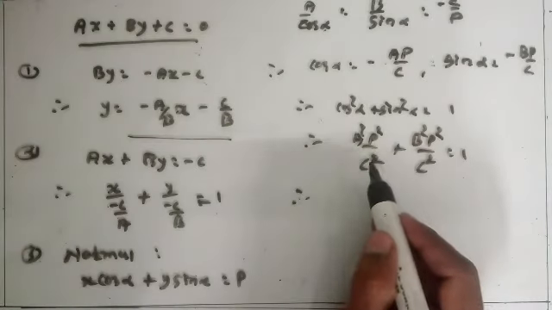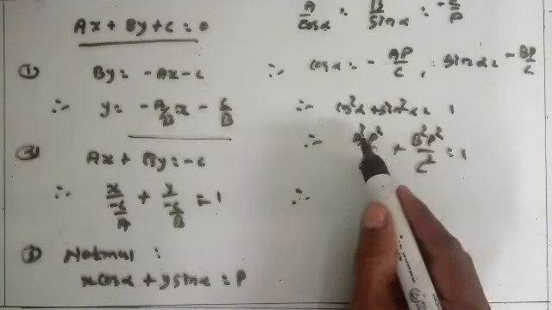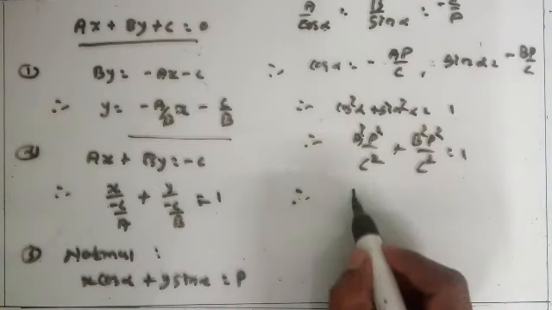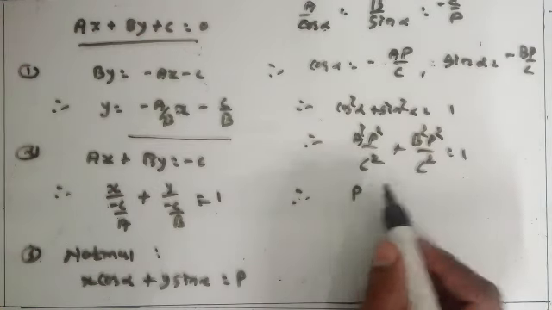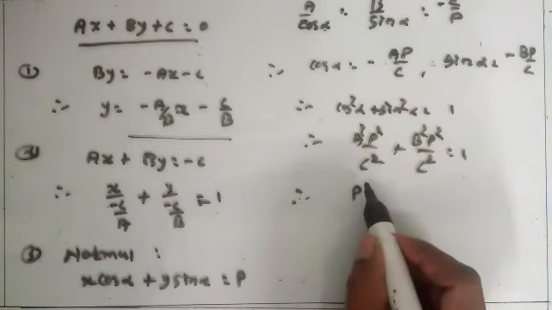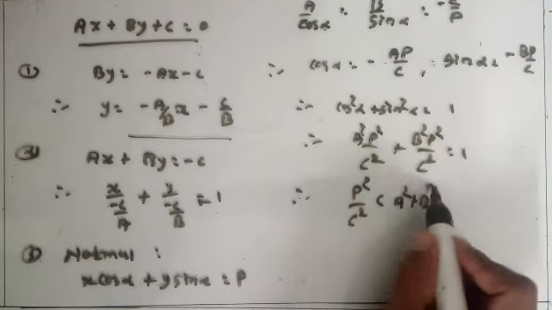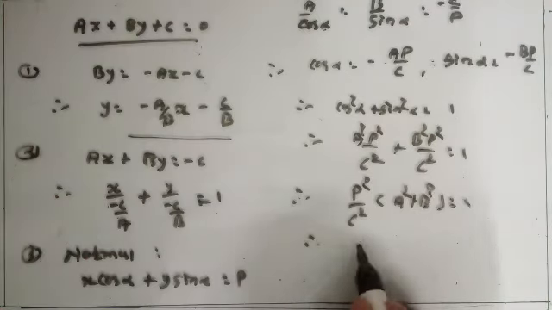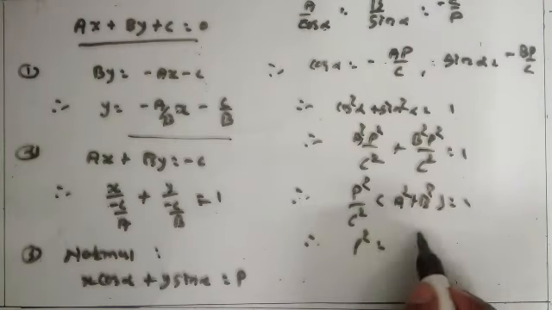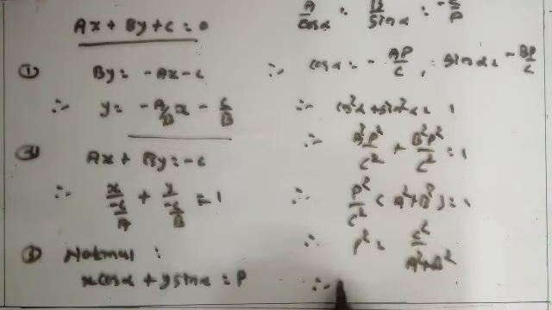Therefore, taking c square to this side and p square common, we get p square upon c square into the bracket a square plus b square is equal to 1. Therefore p square is equal to c square upon a square plus b square. Therefore p is equal to plus or minus c upon root of a square plus b square. Clear?